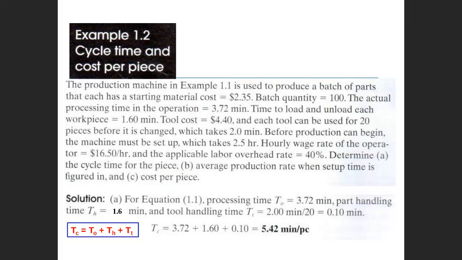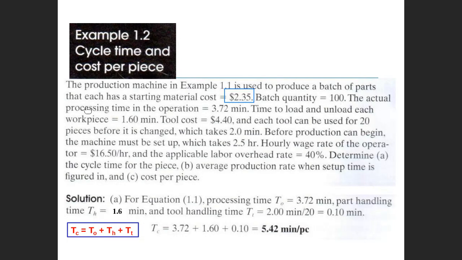The material cost, how much is it, guys? Here. The material cost, CM, is a dollar per piece. The starting material cost, which is the raw material, is $2.35 per piece. Batch quantity 100, meaning Q is 100. This is the batch.